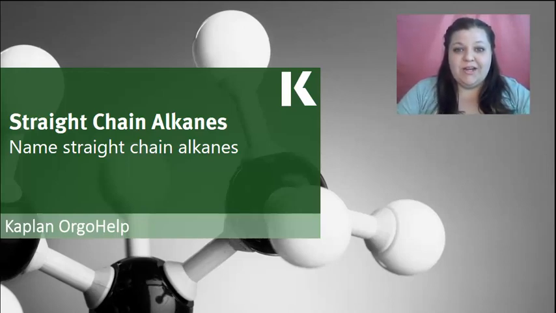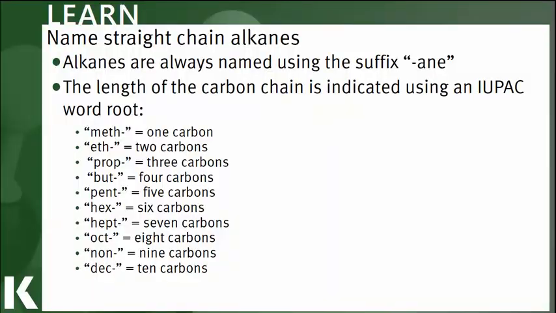In this lesson, we'll learn how to name straight-chain alkanes. We'll talk about the rules and conventions that we use to name straight-chain alkanes. The first rule that you need to know is that all alkanes, which are just hydrocarbons with only carbon-carbon single bonds, are always named using the suffix -ane. This is also actually part of why we call them alkanes.